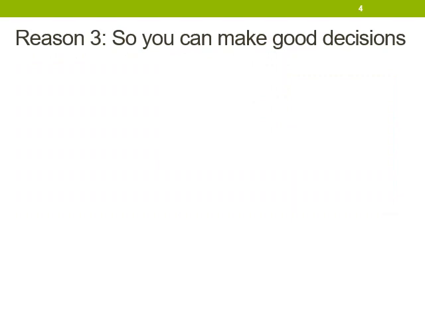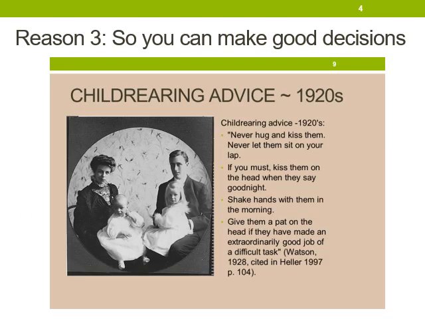So you can make decisions. I have a little bit of an example here. Even as long as we've been around, there have been bad decisions, like child rearing advice in the 1920s. These are quotes from parents' guides that say, never hug or kiss your children, never let them sit on your lap. If you must, kiss them on the head when they say goodbye. Shake hands with them in the morning. Give them a pat on the head if they've made a really good job of a difficult task.